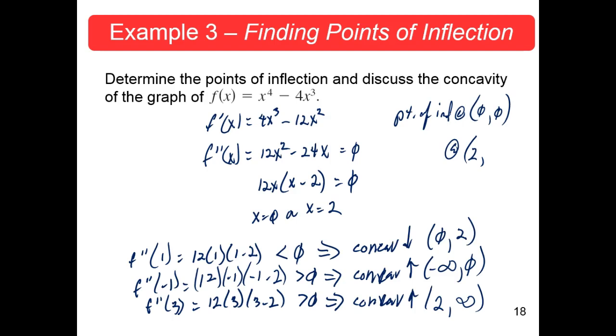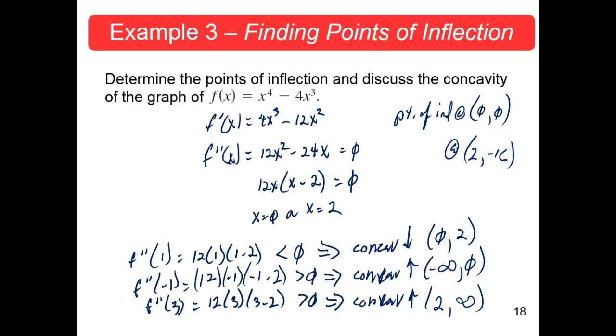What would that be? Anybody? Okay, 2 to the 4th is 16. 16 minus 4 times what's 2 cubed? 8. 4 times 8 is 32. Okay. And 16 minus 32 is negative 16. So there's the other point, 2, negative 16.